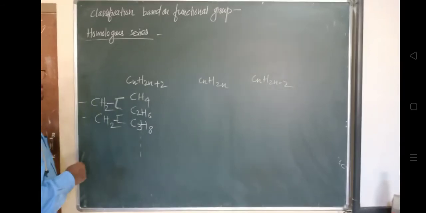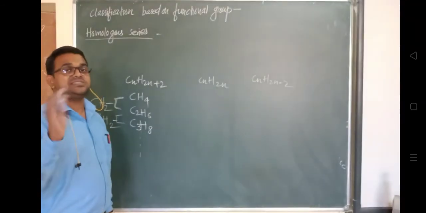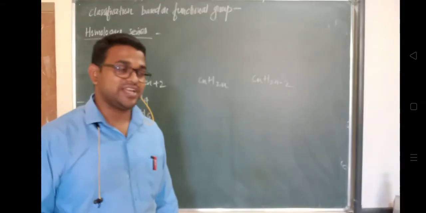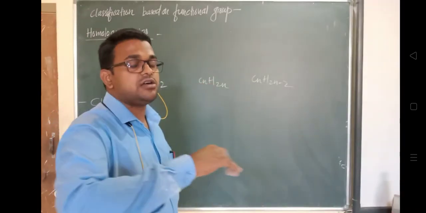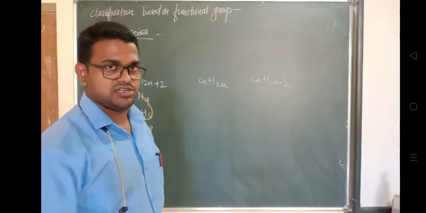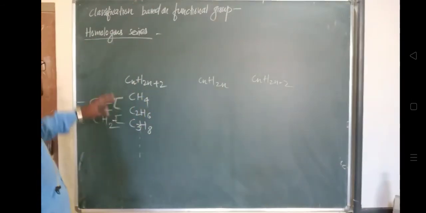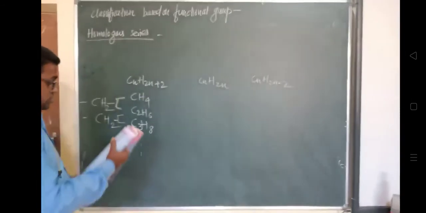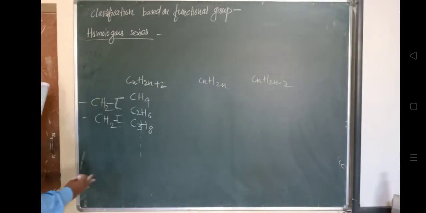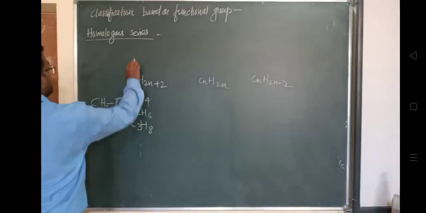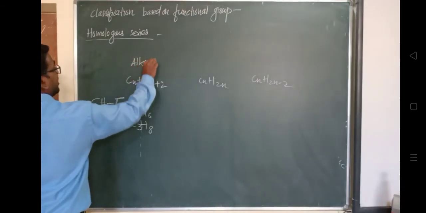Homo का मीनिंग ही है same, जिसमें same डिफरेंस आता है. A series which is having a same difference in between the previous one and the next one. So that's why it is called as a homologous series. So homologous series, a series of compounds of the same family. You look here, these are a family of alkane. ये क्या है? It is a family of alkane.